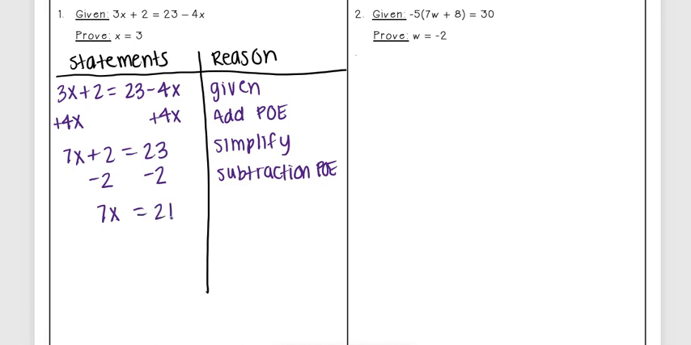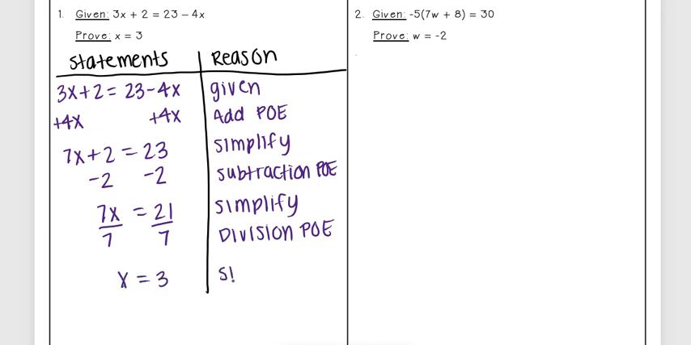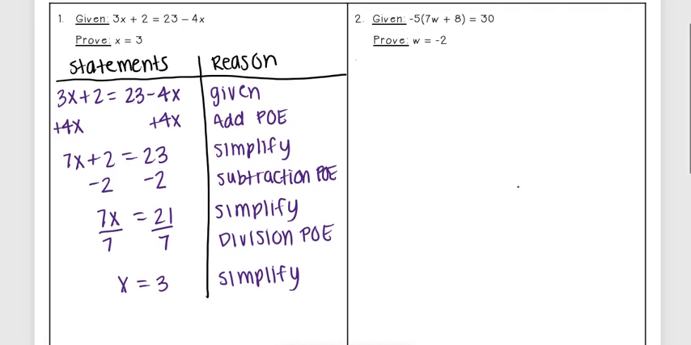23 minus 2 is 21. And again, there I just finished subtracting, so I just simplified. Next, I want to divide both sides by 7. That's my division POE because I divided. And so I get x is equal to 3, and again, I just simplified at the end. And that's all the steps you need to do. So on the left, we're just solving the equation. On the right, we're giving each reason why we can do that.